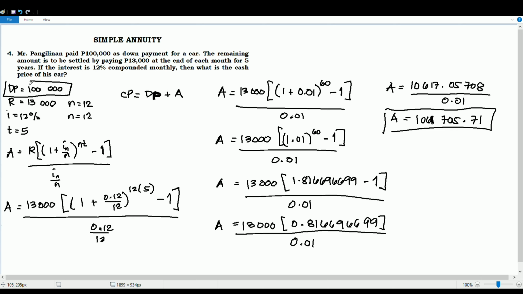Since we already have the annuity and we have the amount of down payment here, we can determine the cash price of the car. The cash price of the car is the sum of DP and A, the down payment and the annuity. Therefore, the cash price of the car is equal to down payment plus A. Adding these two numbers, this A is to be added by 100,000, that is 1,161,705.71. So this is the cash price of the car.